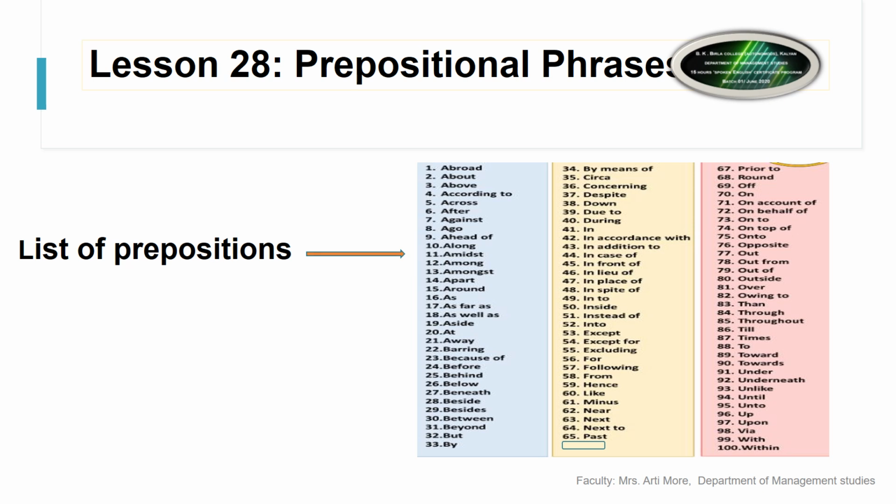Near, next, next to, past, prior to, round, of, on account of, on behalf of, onto, on top of, opposite, out, out from, out of, outside, over, owing to, than, through, throughout, till, times, to, towards, under, underneath, unlike, until, up, upon, via, with, and within.